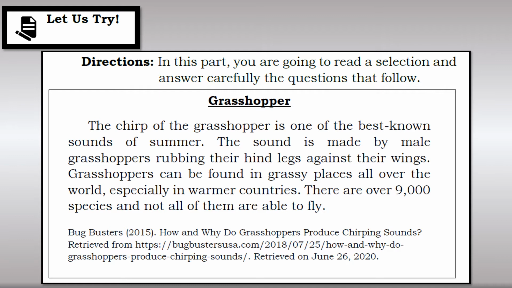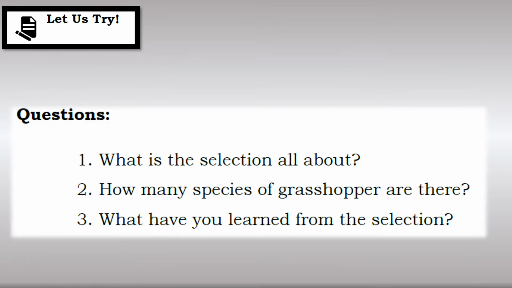So we will be going to answer now the questions. Now, these are the questions. Question number 1, what is the selection all about? So, ano yung binasa natin? Tungkol saan yung binasa natin? Number 2, how many species of grasshoppers are there? So, ilang species daw ng grasshopper ang nandun sa selection? Number 3, what have you learned from the selection? Ano ba ang natutunan nyo sa binasa nating selection? Now, let's try to answer using your notebook and your ballpen.